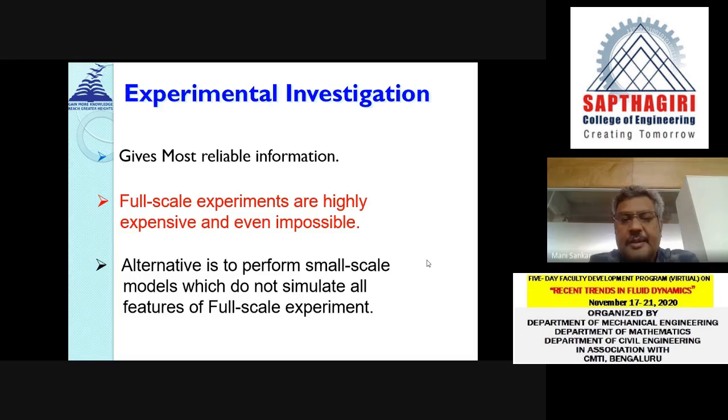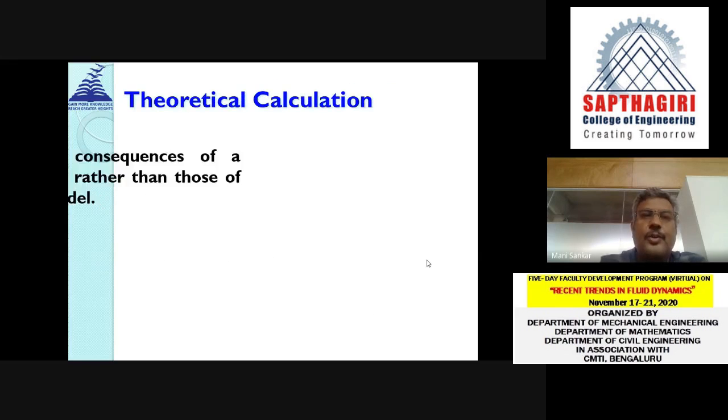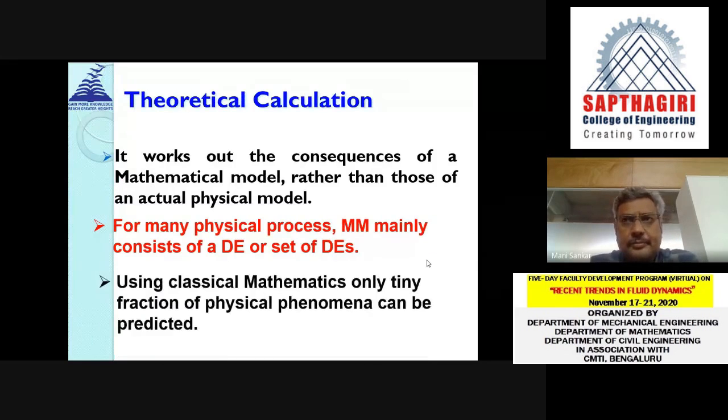And once we get the satisfying results, then we generalize that to the actual one. So these are the difficulties associated with the experimental investigation. In contrast to this, when you look at the theoretical calculation, we don't work on the actual problem, but we work on a mathematical equation which comes out of the mathematical modeling.